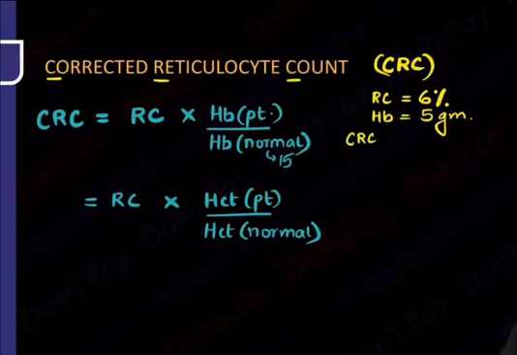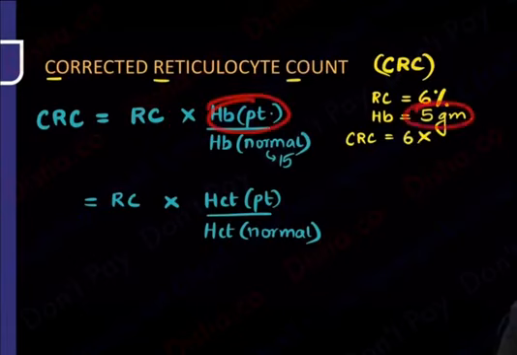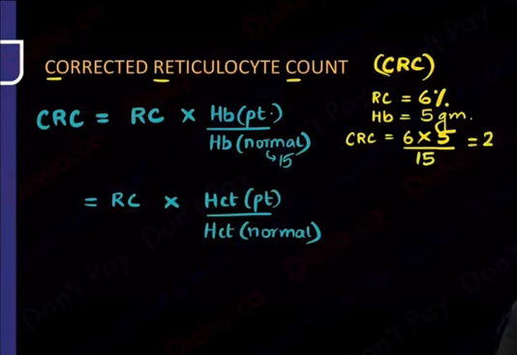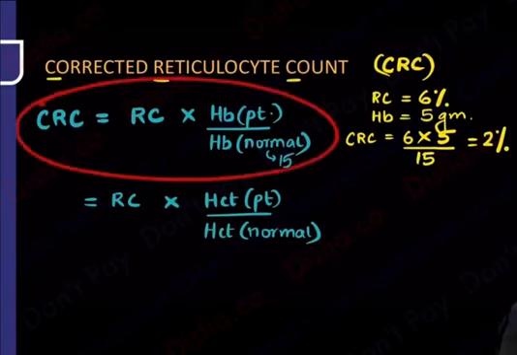What will you have to do? You will have to do a simple mathematics. I know corrected retic count is, number one, reticulocyte count kitna hai? 6%, multiplied by hemoglobin of the patient kitna hai? 5 grams, so multiplied by 5, that makes it 30, and divided by normal. That's why I said normal rakho 15. So what is the corrected retic count going to be? Your answer will be 2%. So maths is not going to be tough. Only learning the formula is tough. But over here they gave me hemoglobin, so I use this formula.